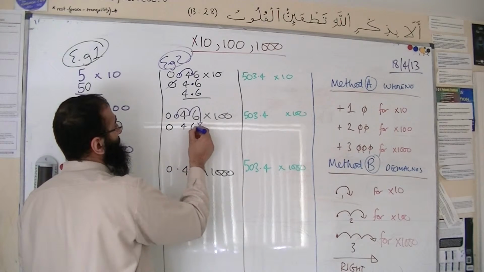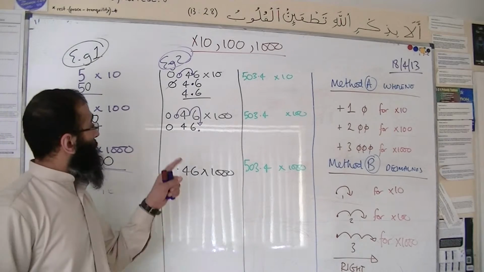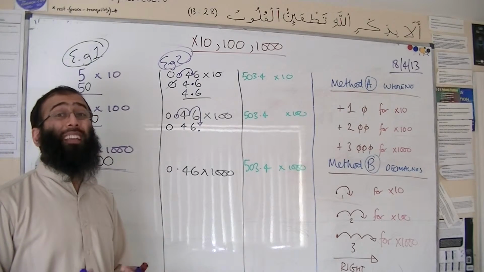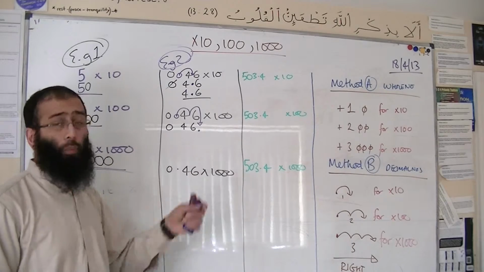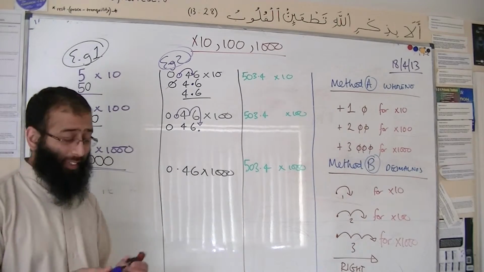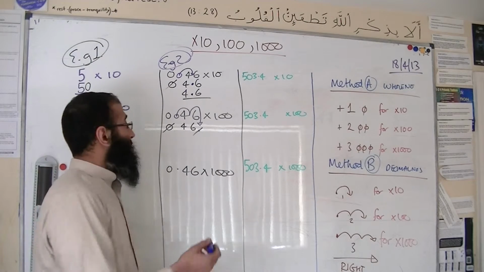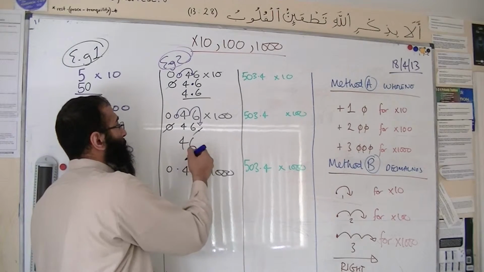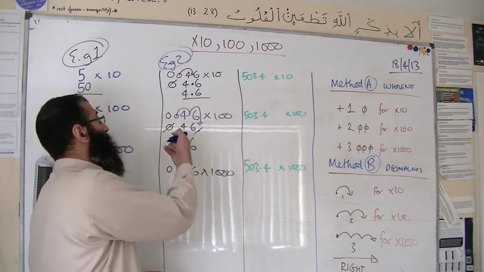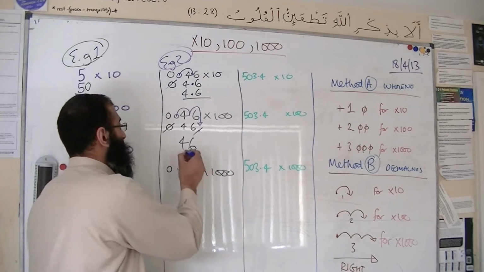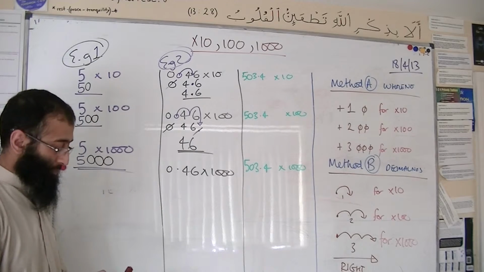0, 4, 6 point. So if you read this number, it says 046 point. And in the number 046 point, the important part is 46. So we haven't changed the number. We got rid of a point that we didn't need anymore. We got rid of the 0, which is unnecessary. So the final answer is 46.